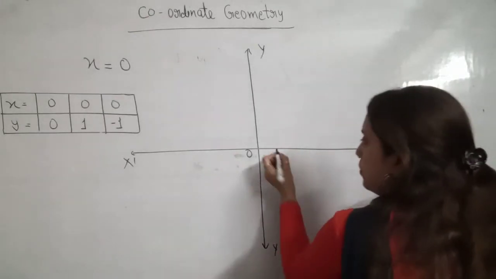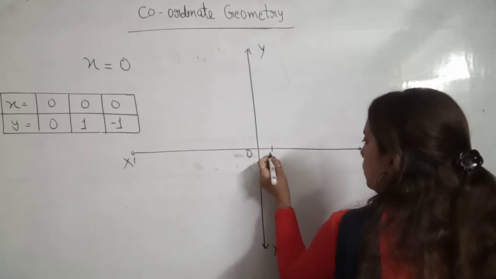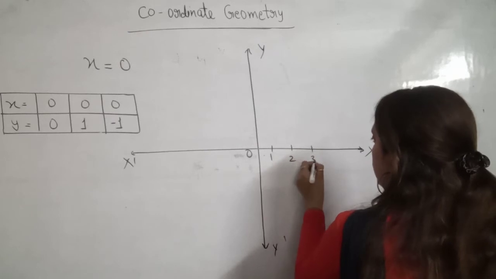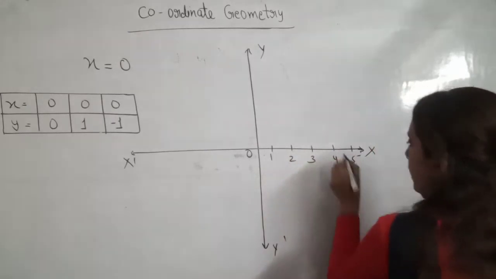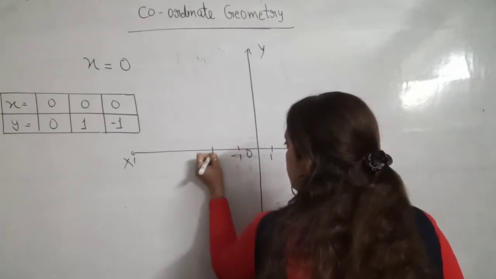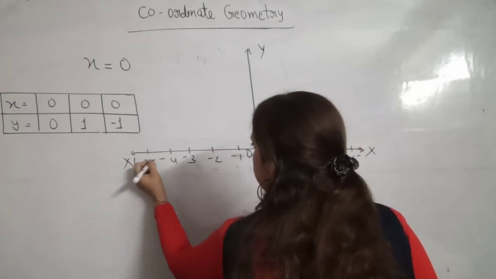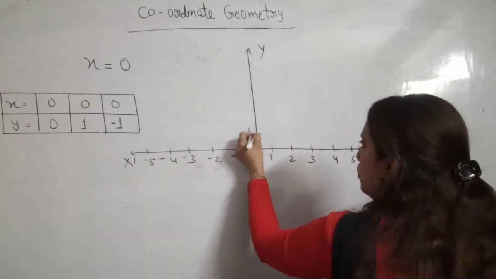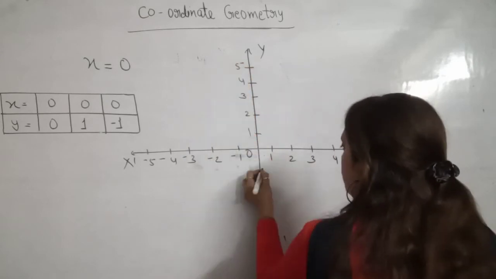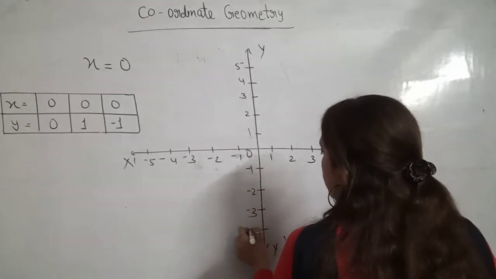On the right hand side, positive numbers at equal distance: 1, 2, 3, 4, 5, the same scale. Okay, then minus 1, minus 2, minus 3, minus 4, minus 5. For the y-axis, upward 1, 2, positive 3, 4, 5. Downward it will be negative: minus 1, minus 2, minus 3, minus 4.